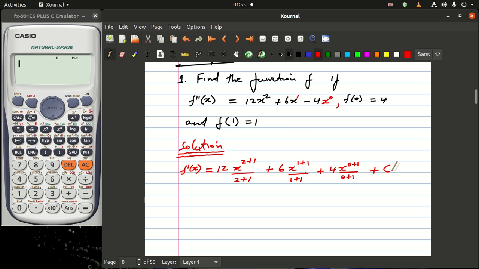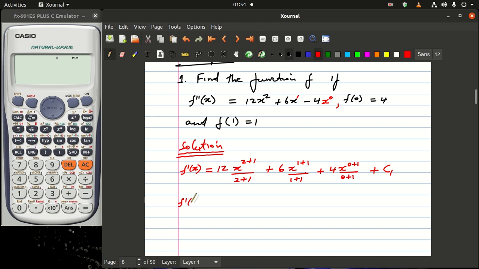Let me use C1 here. Why am I using C1 in this particular case? It is because I know that I will have to take the antiderivative again to get to f, because this is a second derivative. So I want to undo the derivative twice. So this one is the constant we get for taking the antiderivative for the first time.